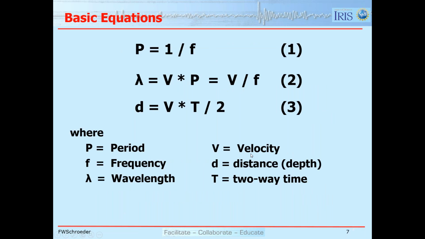There's a couple of basic equations. Equation 1, the period is 1 divided by the frequency. That's a commonly used equation. Equation 2, the wavelength, that's the velocity times the period. And I can substitute from equation 1 for the period and say the wavelength is the velocity divided by the frequency. And D in this case is depth. It's the velocity times T, where T is two-way travel time. And we divide two-way travel time by 2 to get one-way travel time. So those are probably the 3 basic equations in terms of understanding and describing the different waveforms of the seismic pulses.